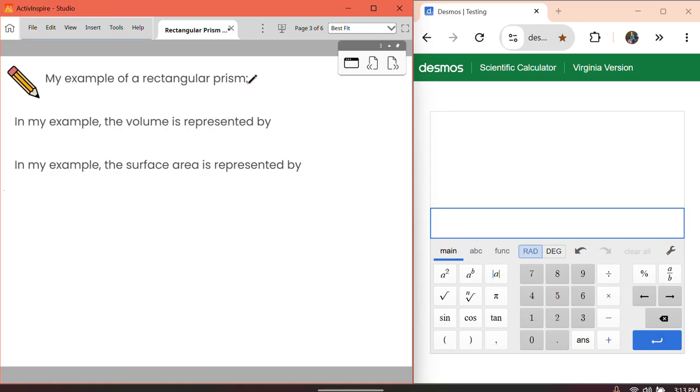So my example is a cereal box. And the volume of a cereal box is going to be the cereal. Now, I know there's a bag in the box and I know that there's air in the box, but if you filled the box all the way up with cereal, that would be the volume. And then the surface area would be the cardboard that it takes to make that box.